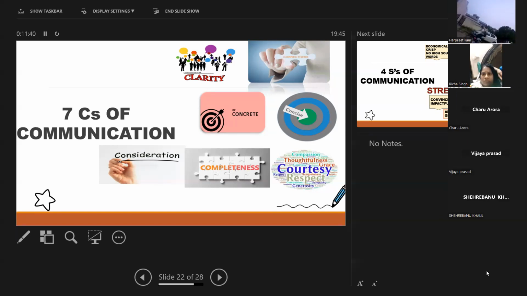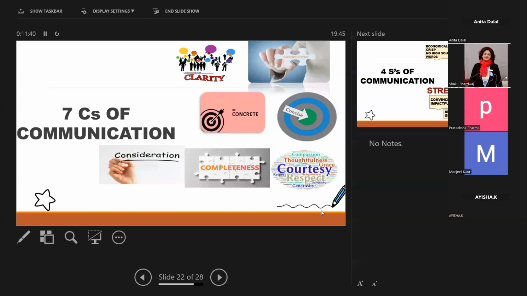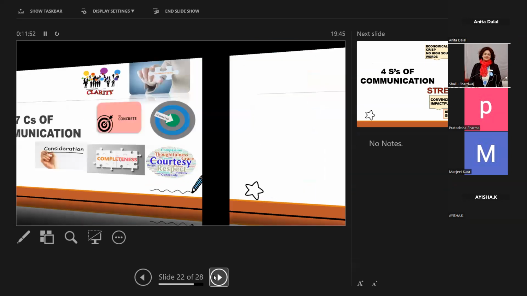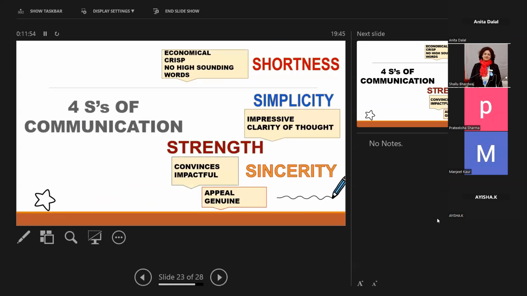So the 7 C's of effective communication are clear, concise, coherent, complete, correct, courteous. I'm sure I have counted all the 7. So these are the 7 C's.